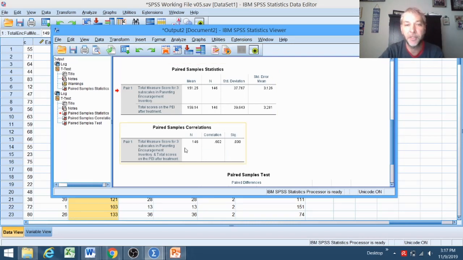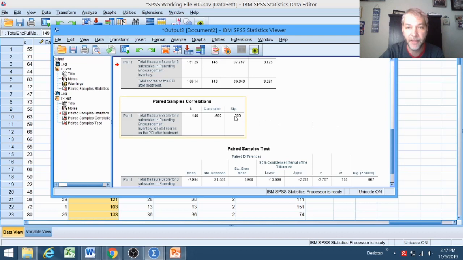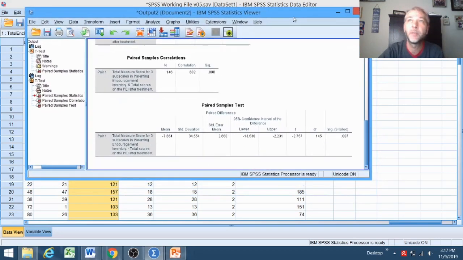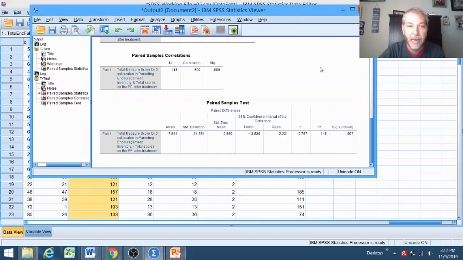The correlation, you can see the correlation, that's a strong correlation between the before and after scores, right? And that significance, that would be statistically significant there if we were looking at the correlation. But for now, we want to stay focused on, make sure the screen's okay over here. We want to stay focused on right here at the results of the t-test.